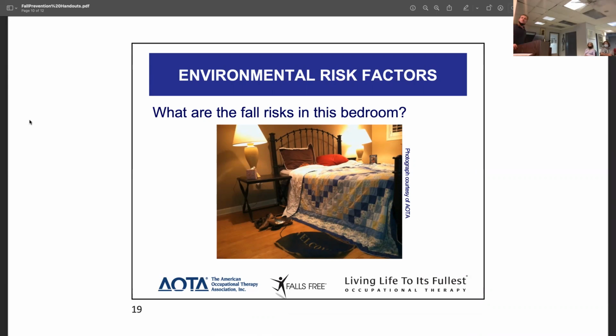Take a look at this room in the picture. What might be a fall risk here? The rug, right? Yeah, it's all bent up. You can trip over that pretty easily. The wire. The wire, yep. Someone on the Zoom said the wire.